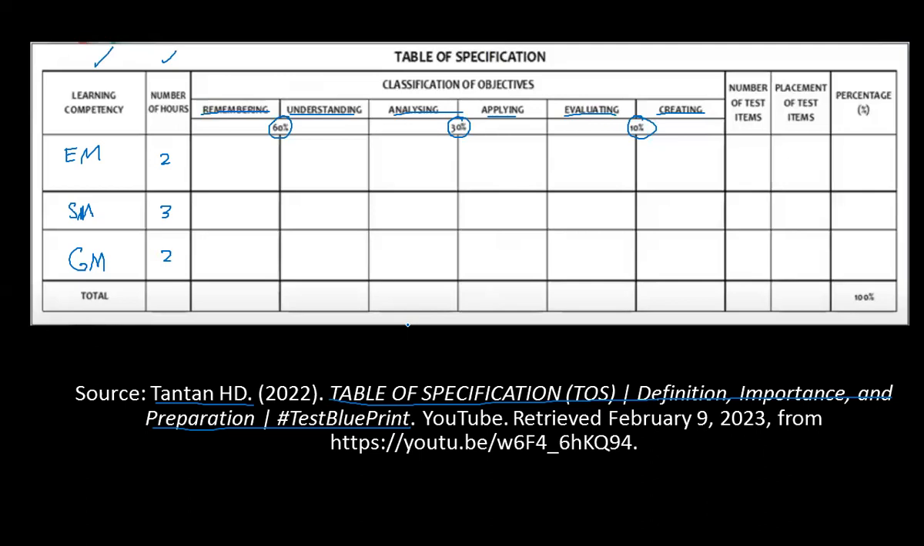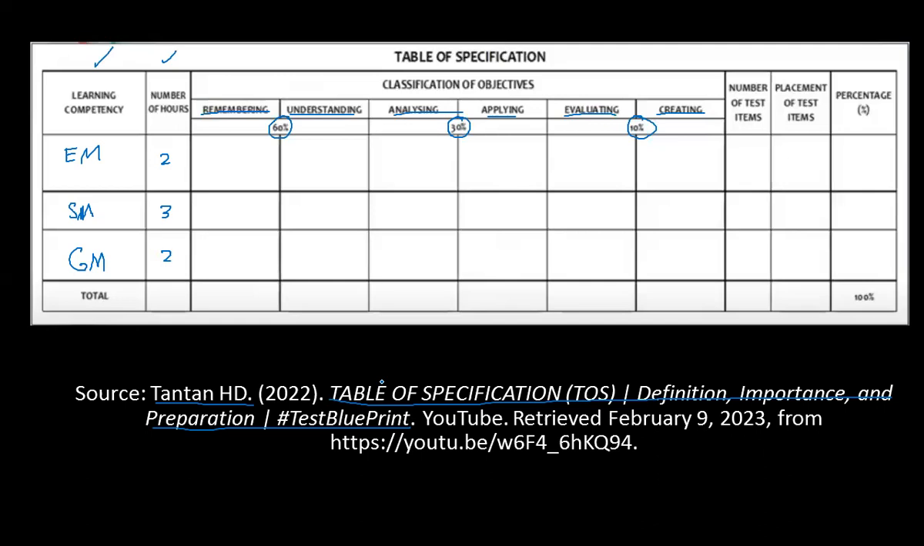Okay? Then last but not the least, we have 10% pang evaluating creating, which is ito, when we were students, ito yung pinakamahirap. Kasi kung ano yung pinakadulong na question, yun pa naman yung pinakamahirap na sagutin. Kasi it involves higher levels of thinking, which is evaluating, adjusting. Okay? So, let's just say, for example, 100 items to. This talks about human rights. Okay?